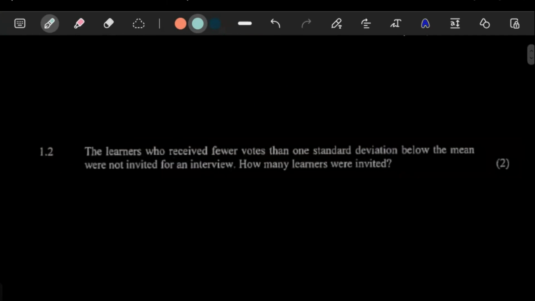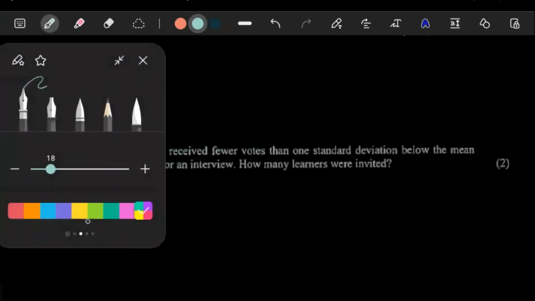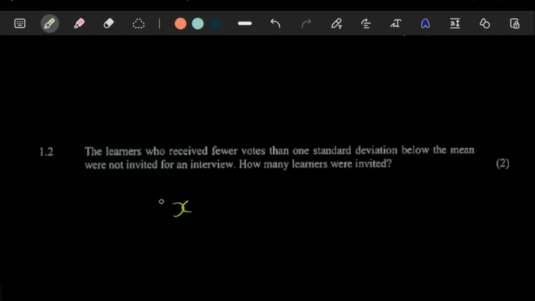It says the learners who received fewer votes than 1 standard deviation below the mean were not invited for an interview. How many learners were invited? So what that means is you have to take your mean, and you have to remove 1 standard deviation. They say here, learners who received fewer votes than 1 standard deviation below the mean were not invited for the interview. So what you have to do in that situation is take your mean, and then add your standard deviation.